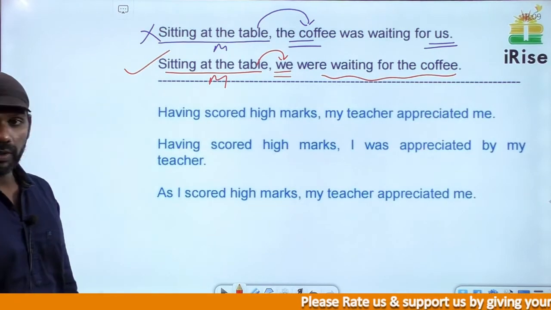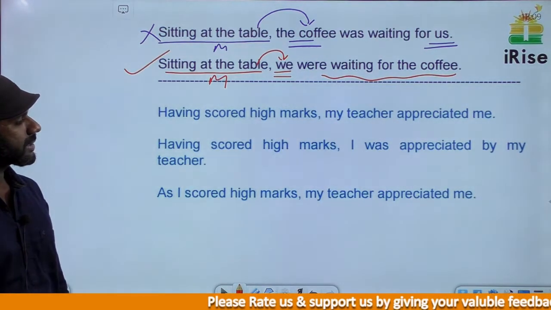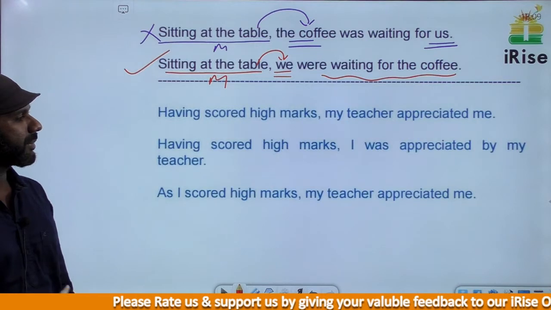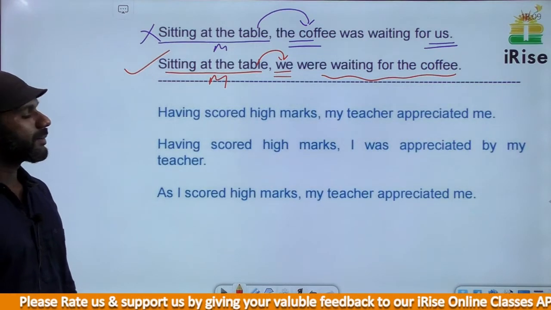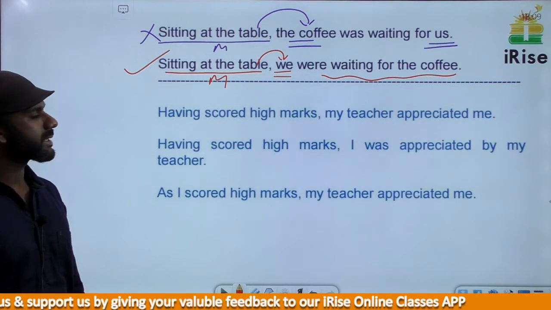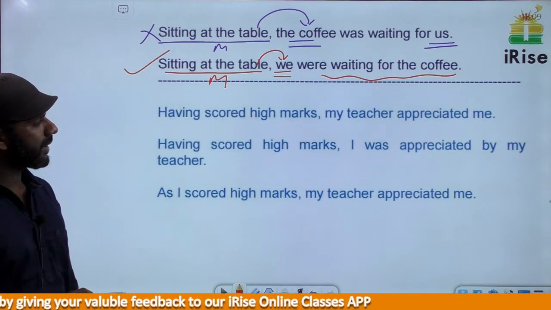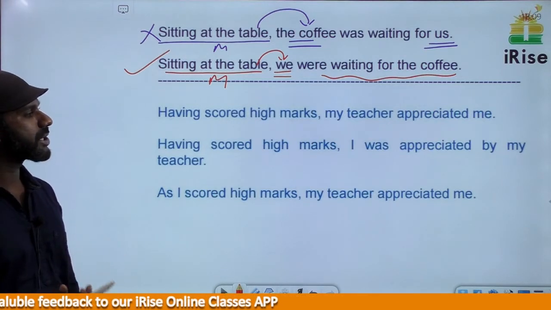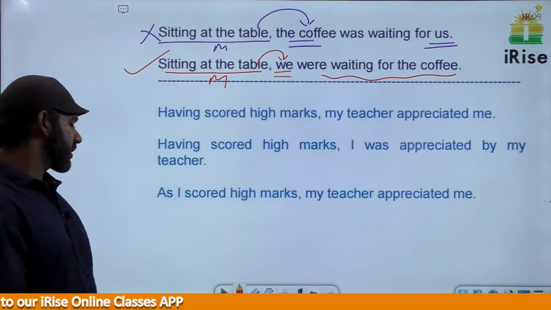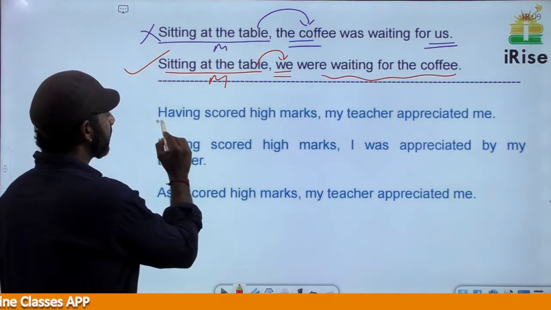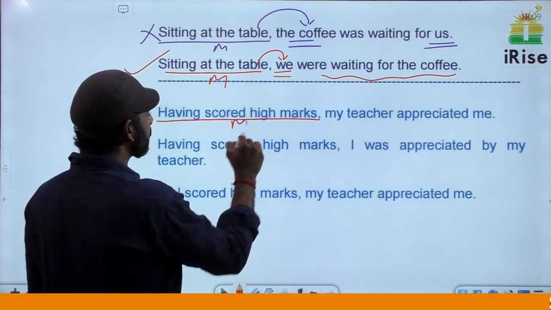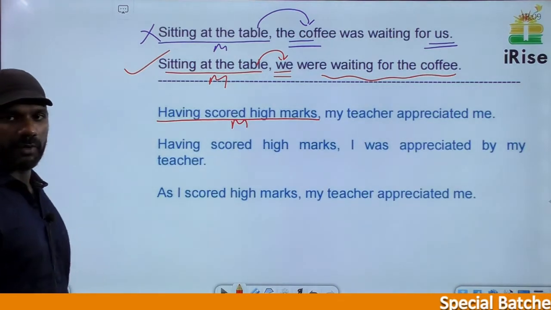Come to the second one. Having scored high marks, I was appreciated by my teacher. Come to the first sentence. Having scored high marks, my teacher appreciated me. Which is a modifier here? Subordinate clause. The modifier here is having scored good marks. This is a subordinate clause, modifier.